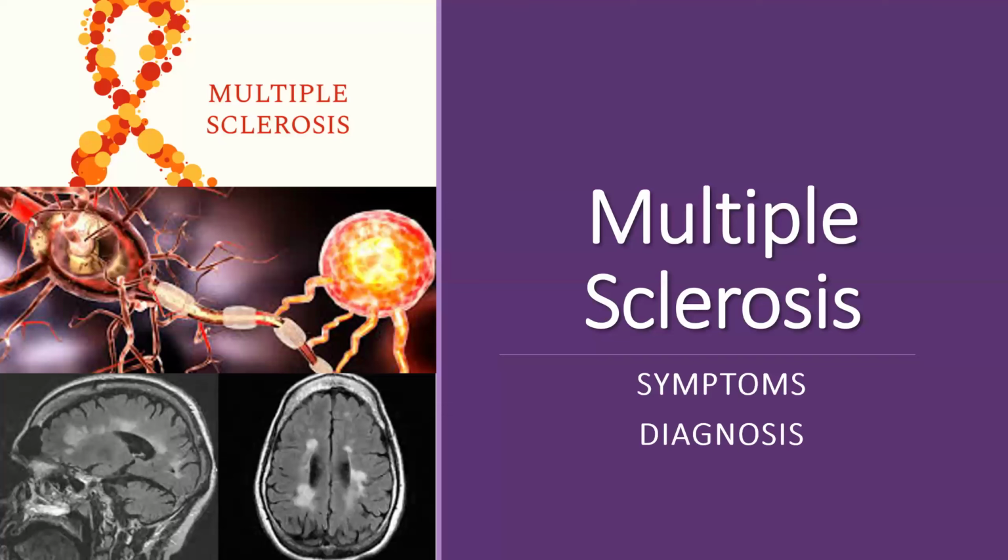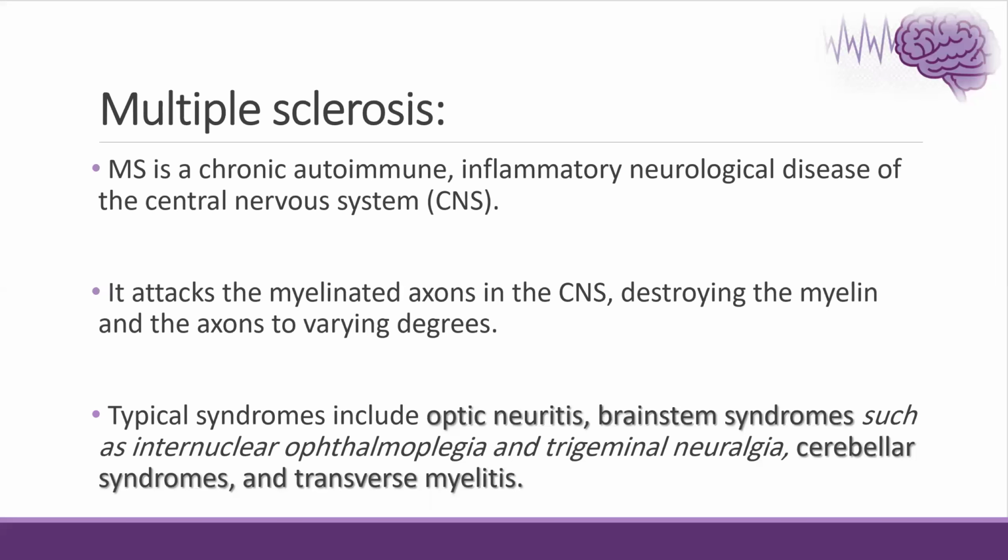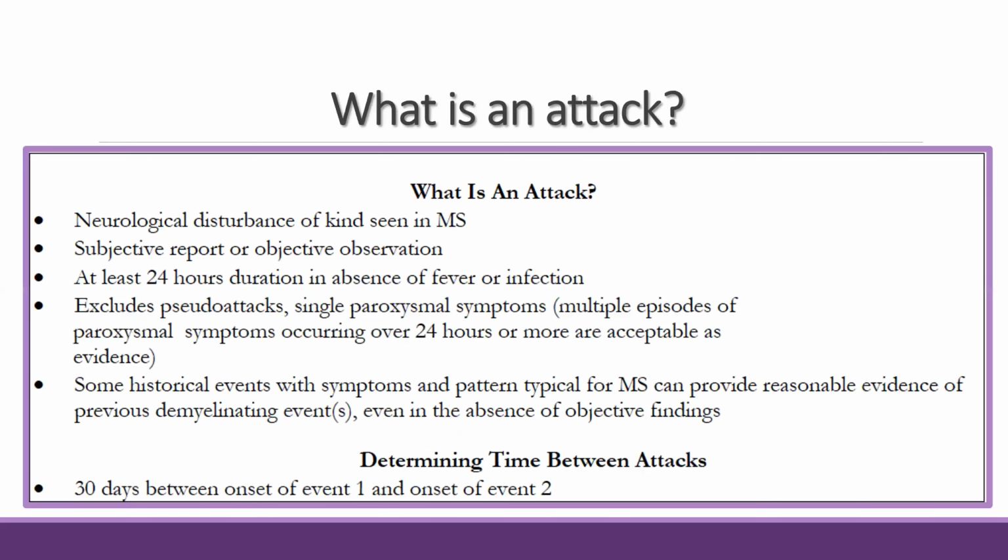So now we'll talk about multiple sclerosis. So MS is a chronic autoimmune inflammatory disease. It affects the central nervous system. It attacks the myelin of the axon in the central nervous system and delays the impulses in the brain. They have typical syndromes, including optic neuritis, brainstem syndromes like internuclear ophthalmoplegia, trigeminal neuralgia, cerebellar syndromes, and transverse myelitis.